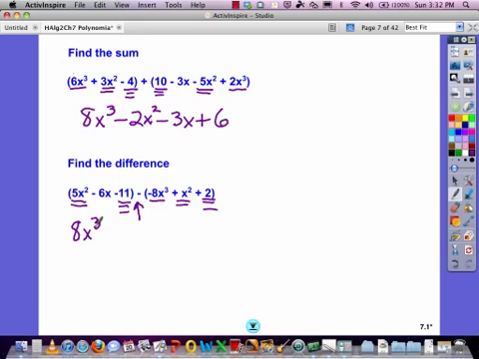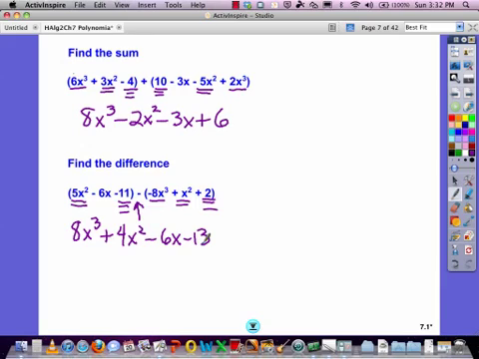Then we're going to do the squared terms. 5x squared minus 1x squared is 4x squared. Then we go to our single degree terms, which is our 6x, and 6x take away 0 is just negative 6x. And then negative 11 minus 2 is negative 13. And so when we finish, again, we have a cubic third degree polynomial remaining, 8x cubed plus 4x squared minus 6x minus 13 as our result.